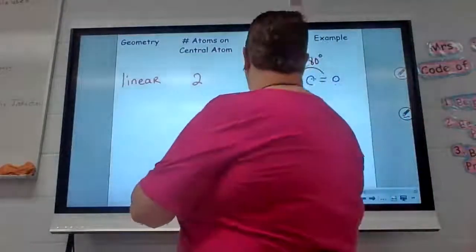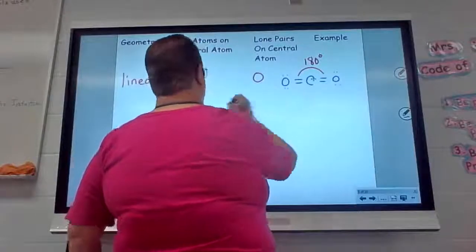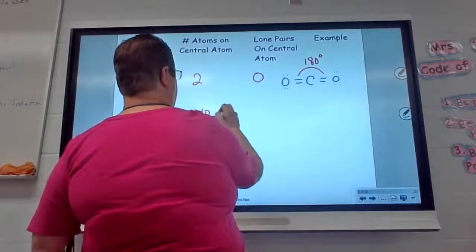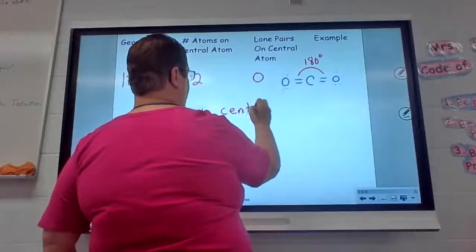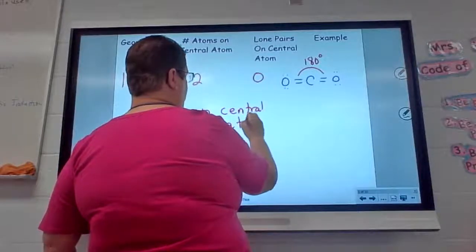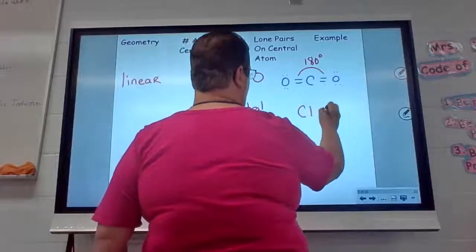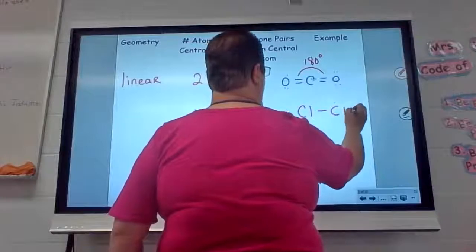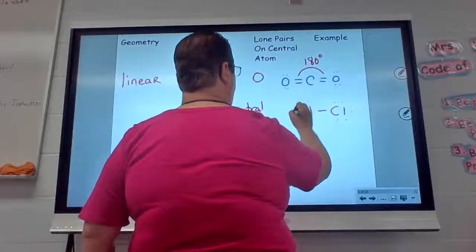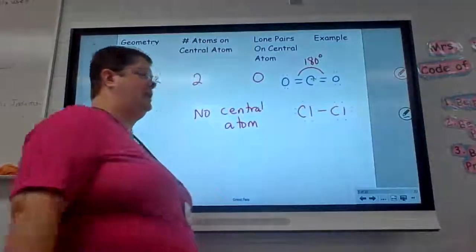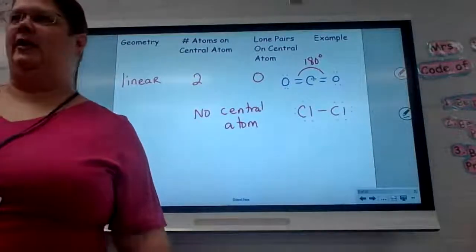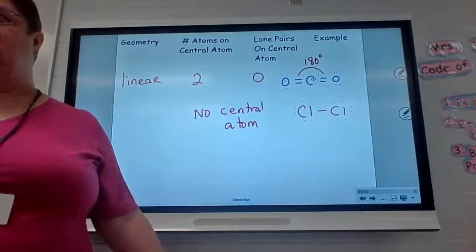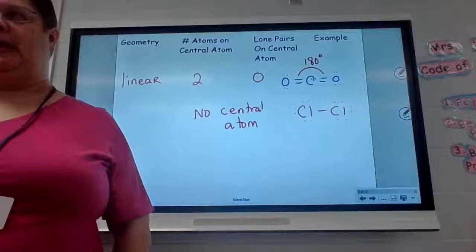All right, so the next one. The next one has no central atom. So you remember yesterday when we drew chlorine? We had Cl bonded to Cl, just side by side. If you have something that has no central atom, it can't do anything but be what? It's just going to be linear. It's just going to be a line.